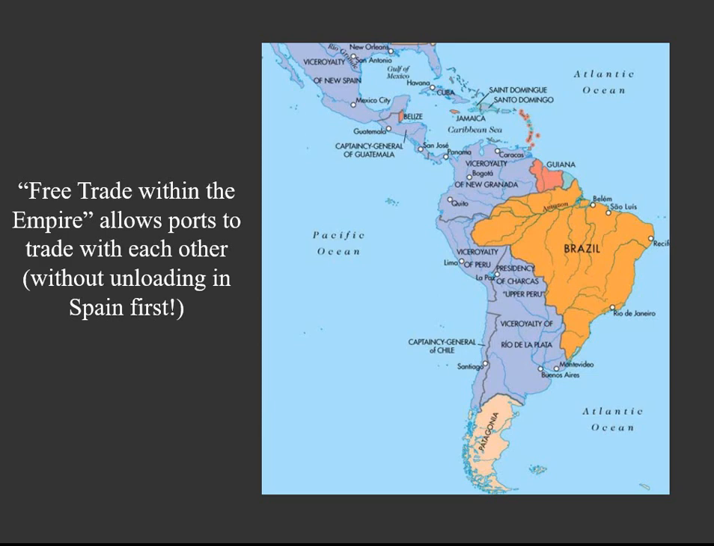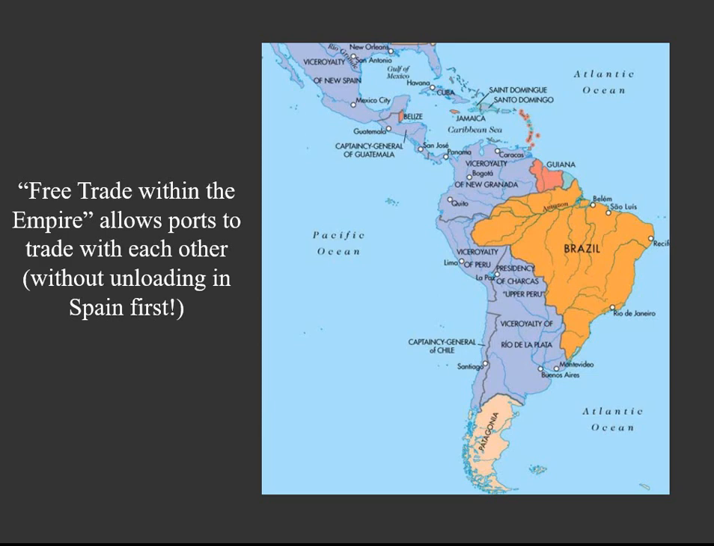Free trade within the empire simply meant that ports within the empire could trade with each other whenever they want, rather than having to send their goods first to Spain to be unloaded at Cadiz. And they did not have to wait for the fleet system anymore. And this is like a major opportunity for everybody in the colonies to acquire more goods and sell more goods and make more money, and the colonial economy starts to boom very quickly after all this.